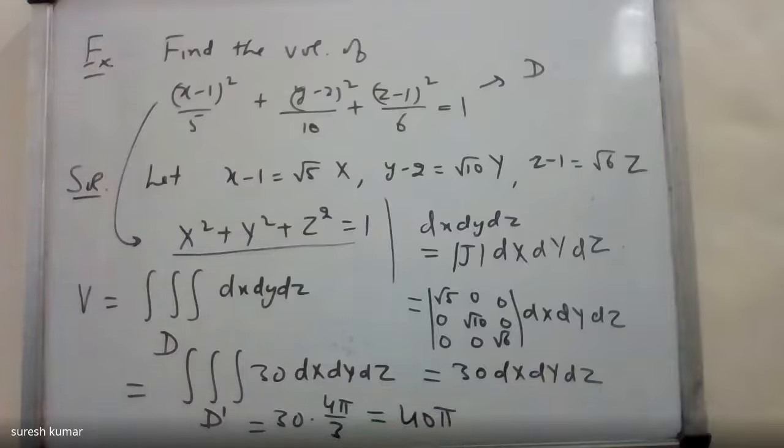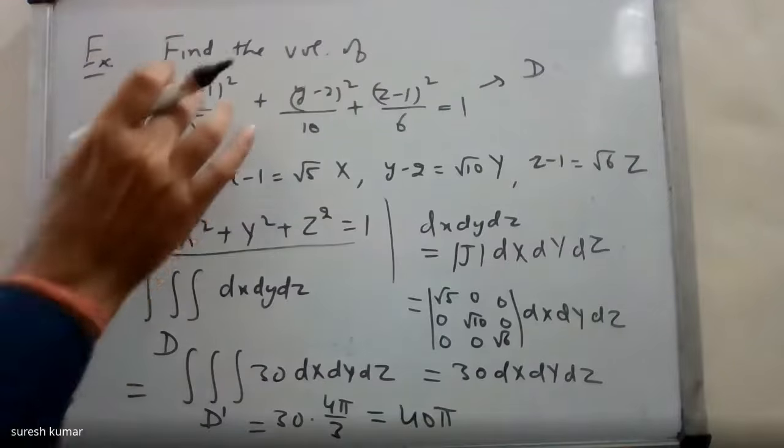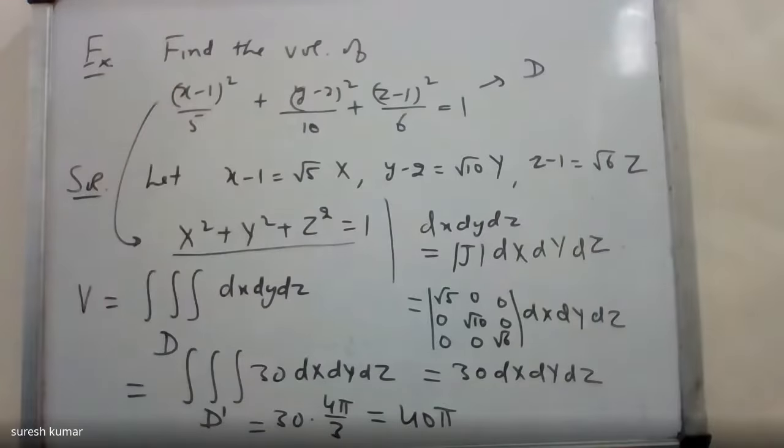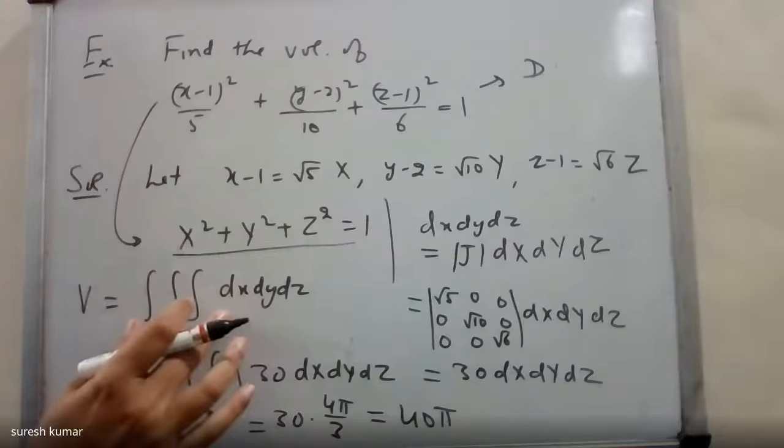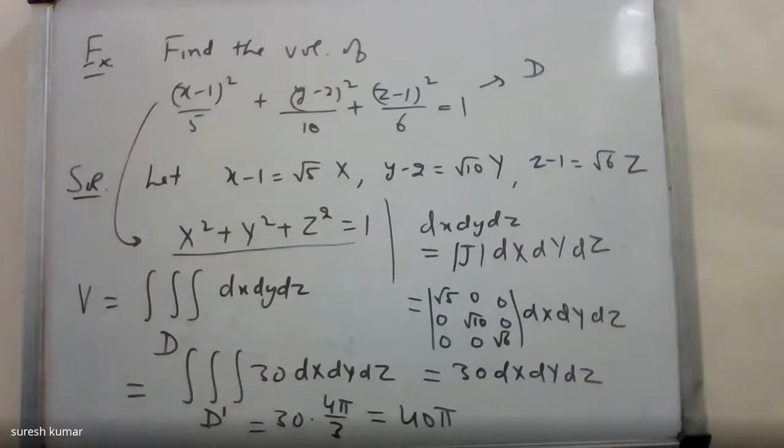Understood? So what we have done in this problem, we have first changed the ellipsoidal region into spherical region using these transformations. Once it's a spherical region, we know we can use spherical coordinates and find its volume using triple integral. Okay?